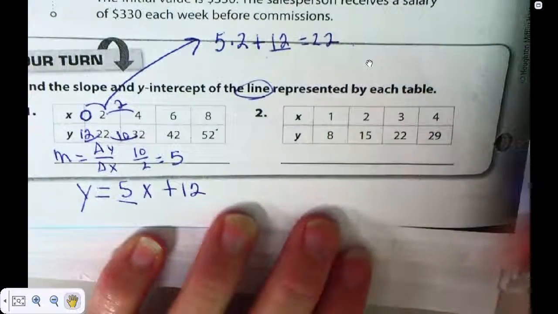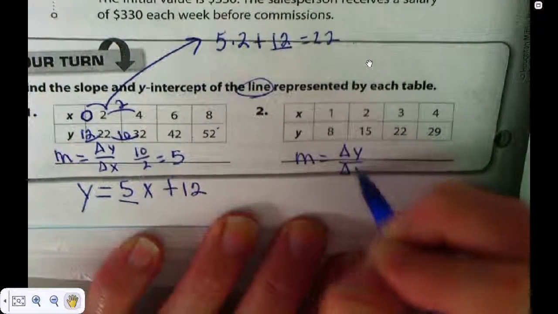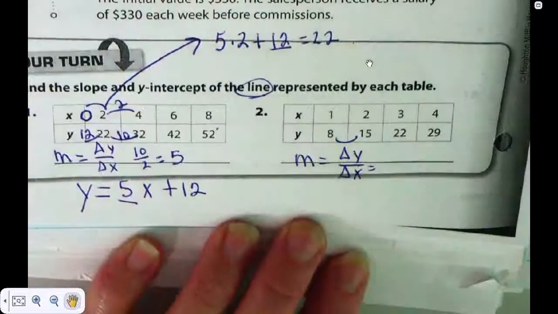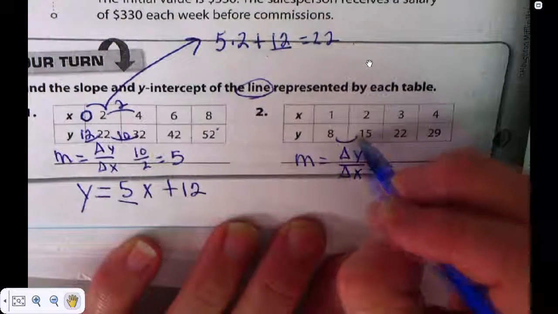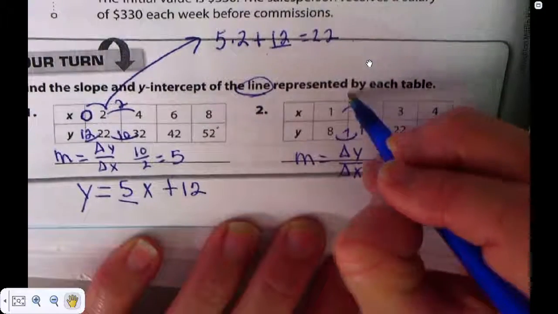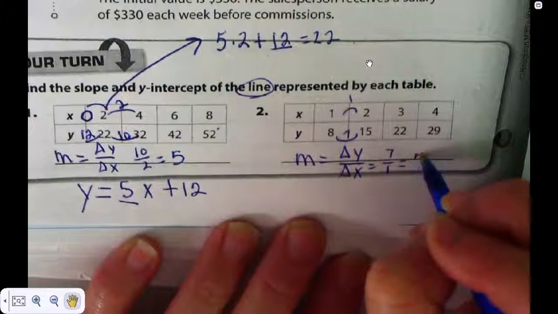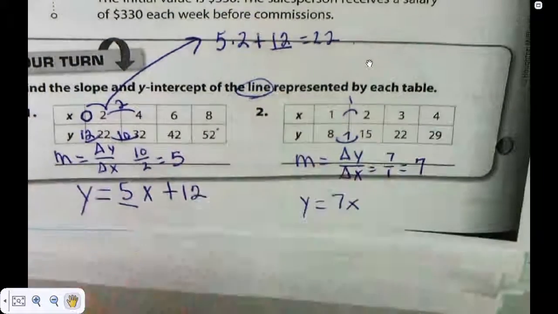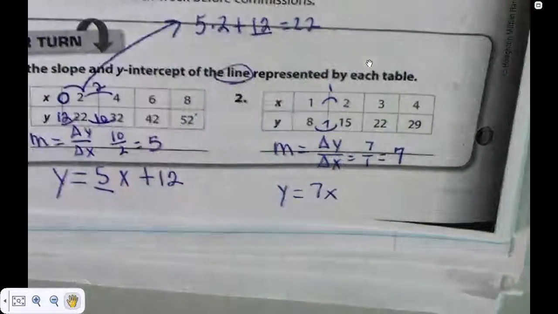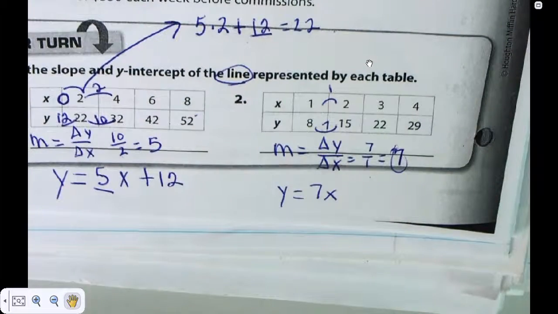So on number 2, I'm going to get the slope first, changing y over changing x. That goes up, well, how much? 7. And that goes up 1. So 7 over 1 is 7. So y equals 7x, correct? Y equals 7x, because that's your slope, your rate of change.